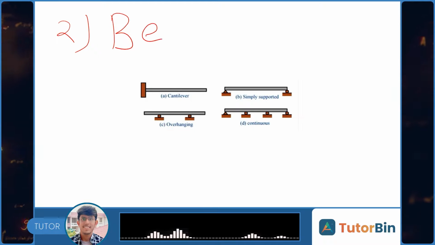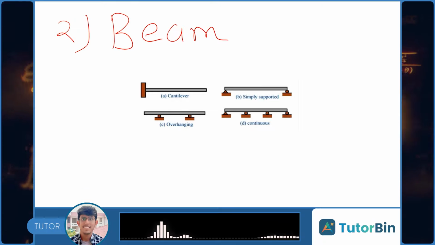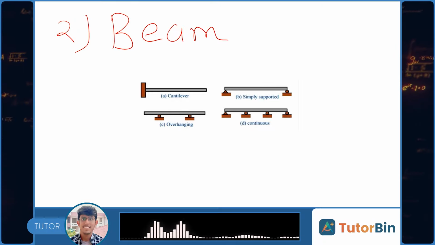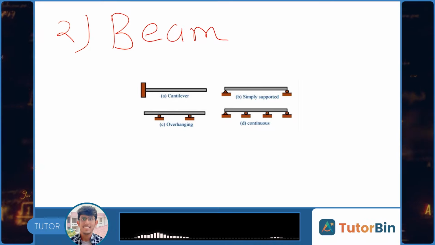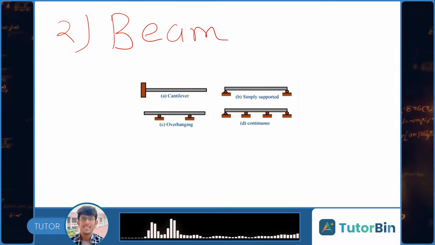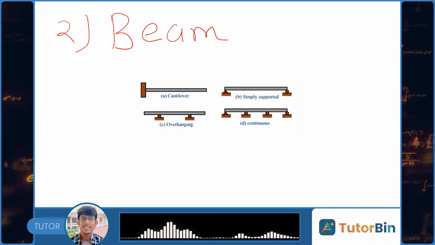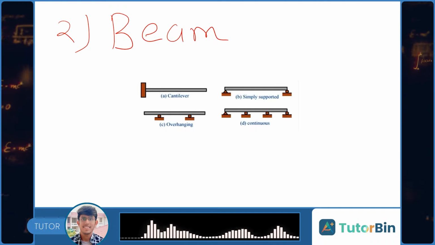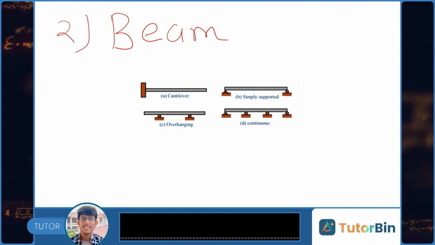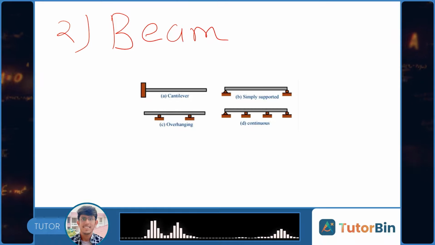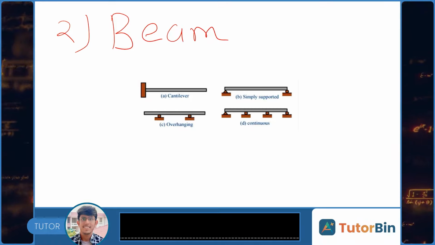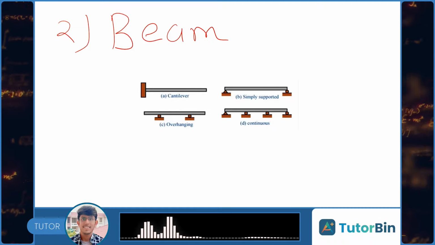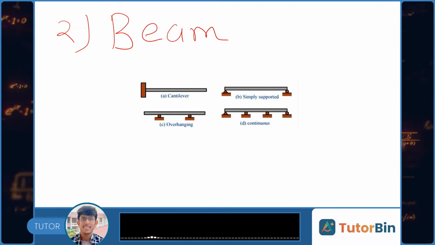Second structure element is beam. Beam basically is a structural horizontal member which is used to carry the vertical load. There are various types of the beam. Some of them are shown in the figure. First is a cantilever beam, which has one end fixed and the other free. Second is simply supported beam, which has a support at both ends, one end having a hinge support and the other having a roller support.